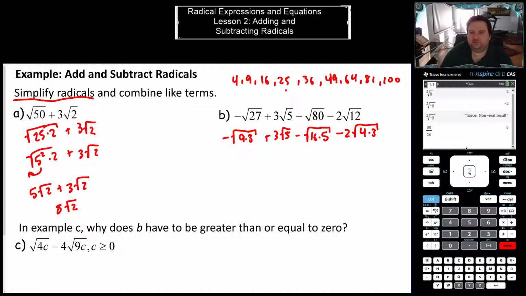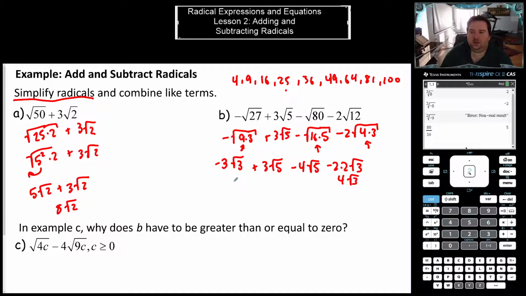I'm going to not change this to 3 squared and this to 4 squared and this to 2 squared. I think we've done it enough. Let's just remove it. So now we have negative 3 root 3 plus 3 root 5 minus 4 root 5. And then this is going to be minus 2 times 2 root 3, which is 4.